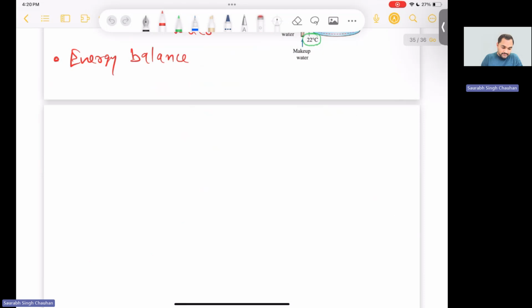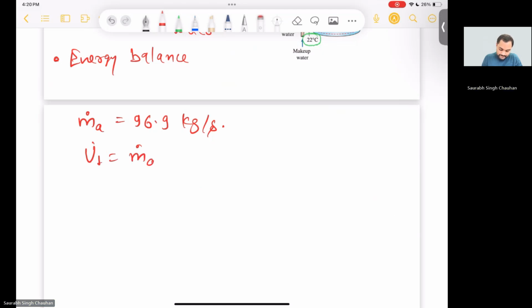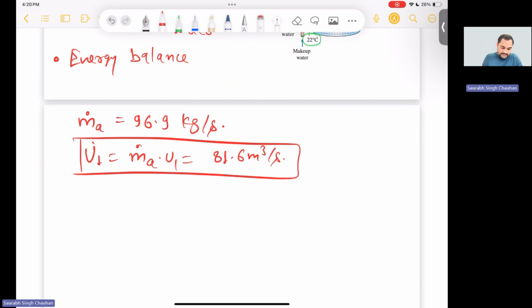And after solving, you should get m_a, the mass flow rate of dry air, equal to 96.9 kilogram per second. Okay, so the volume flow rate will be m_a times the specific volume, and that will come out to be 81.6 meter cube per second. Okay, so this is what we have to find in part A. So this is the answer for part A.